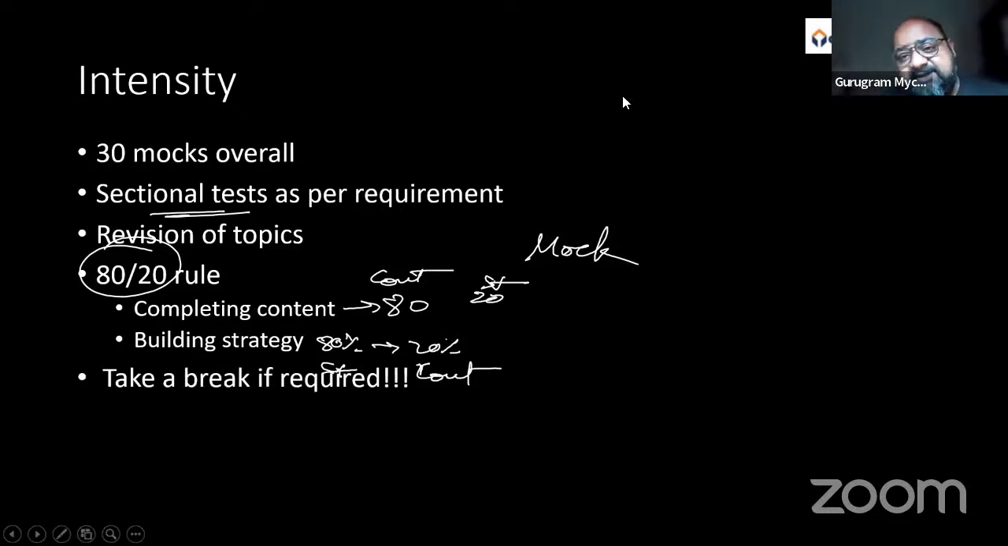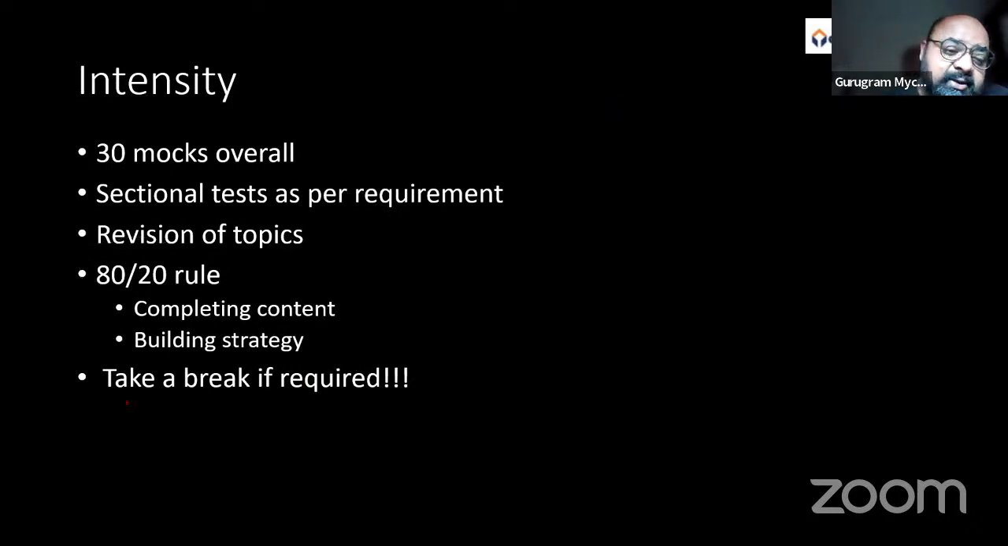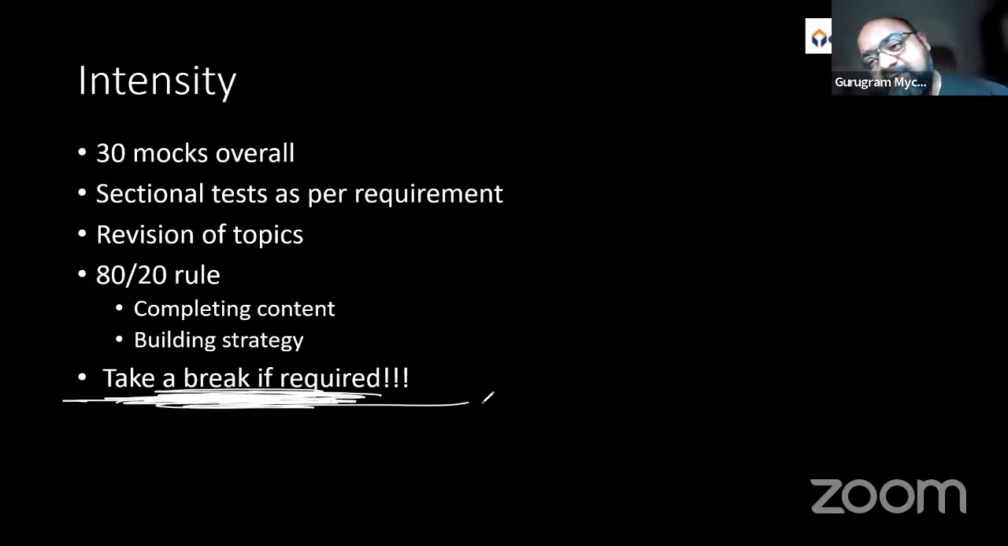Also, please understand, ये important सी बात है. क्या लिखा है? Take a break if required. अगर लग रहा है बहुत ज्यादा intense हो गया, if you feel नहीं हो पा रहा, if you feel you are not enjoying the preparation, take a break for a couple of days. एक दिन 2 दिन, and do not fret about it after that.